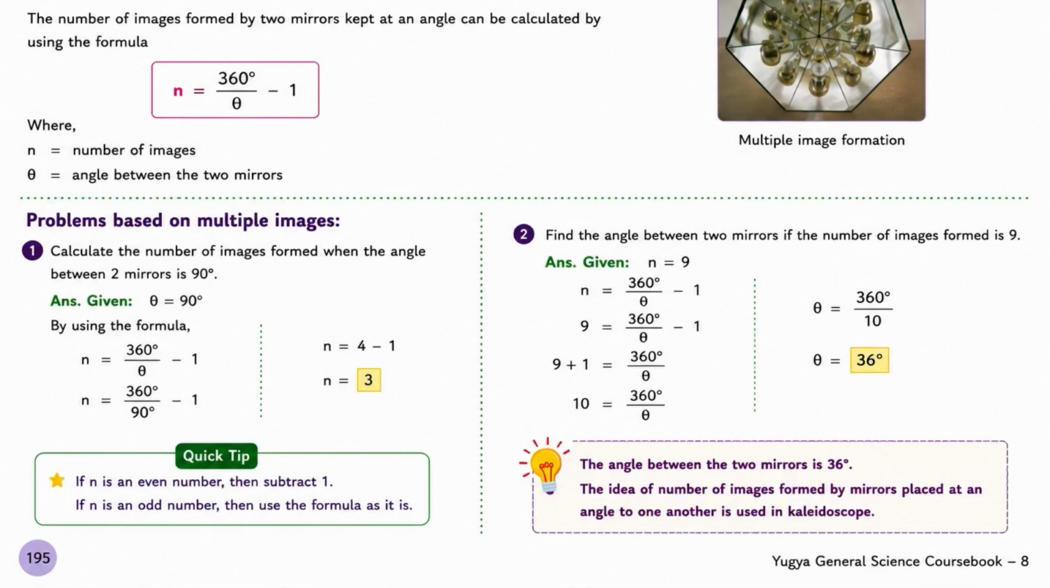Now let's understand this formula with a few numerical examples. Once you solve 2 or 3 questions, the concept becomes very easy. So the first question is, calculate the number of images formed when the angle between two mirrors is 90 degrees. Here the angle between the mirrors is given as 90 degrees.